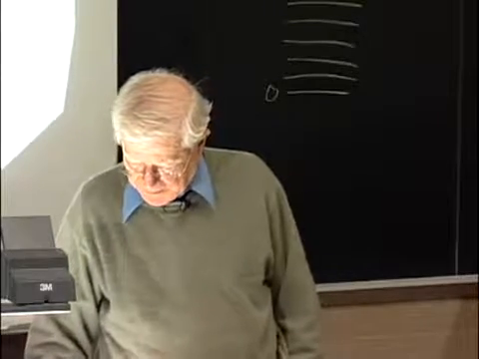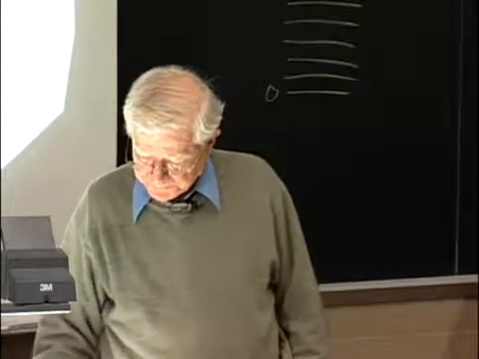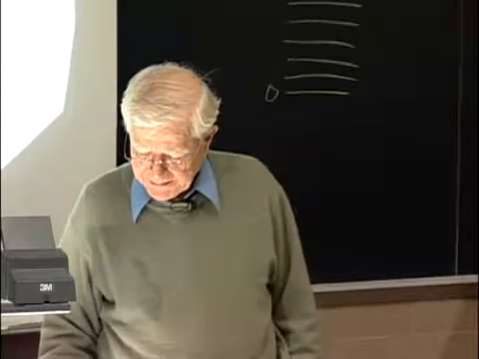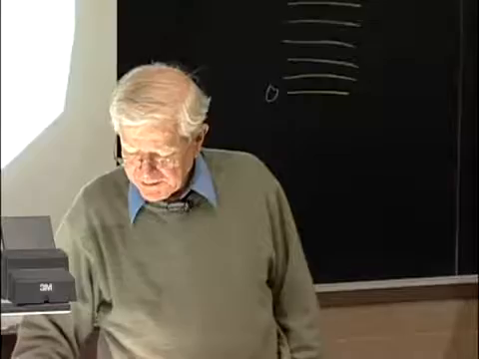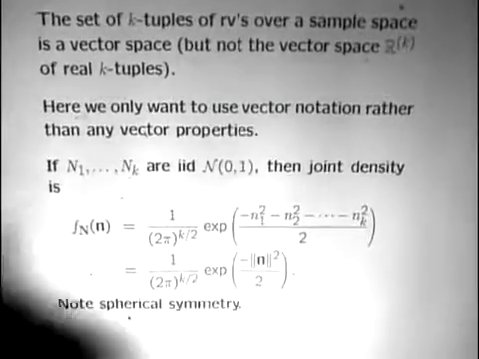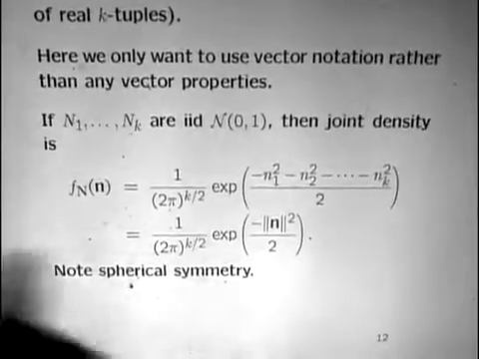Okay, so if we have a collection of random variables N1 to Nk, and they're all IID, independent, identically distributed, they're all normal with mean 0 and variance 1.